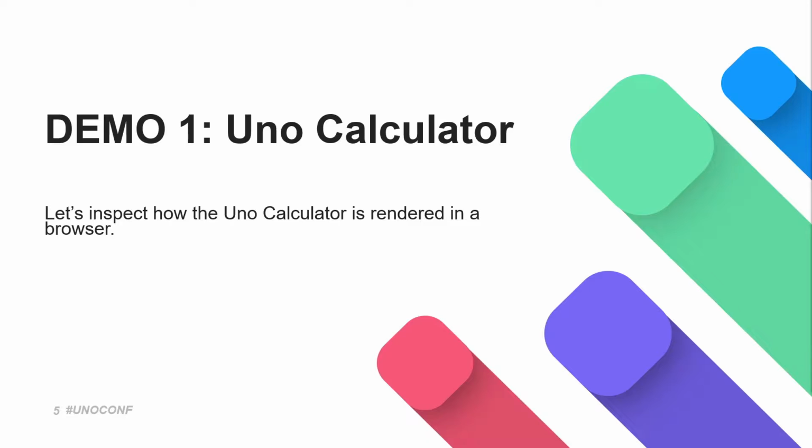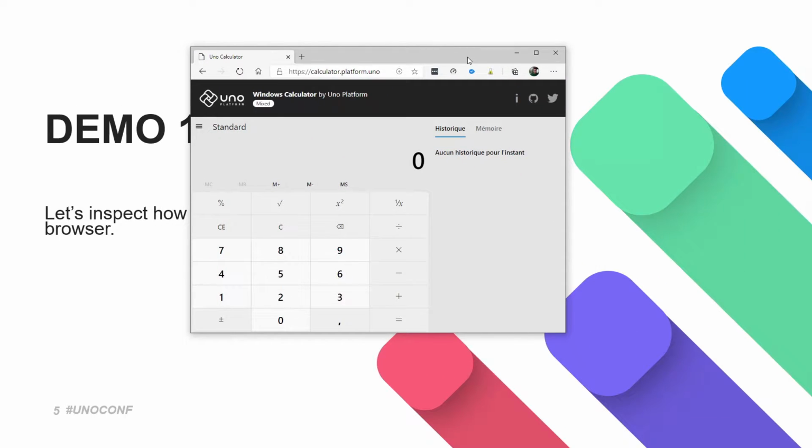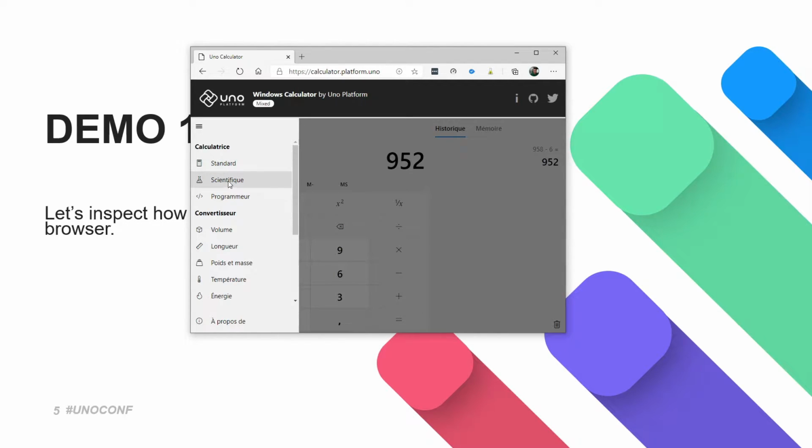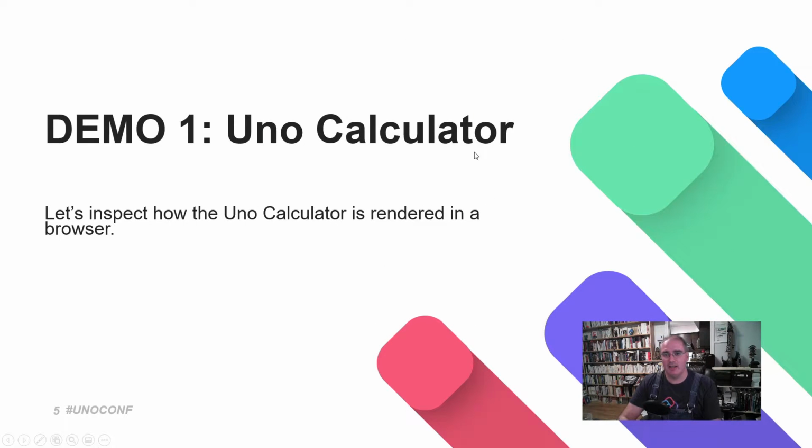Let's start with a demo with the calculator, Uno calculator. That's the Windows calculator that has been recompiled on every platform, on Android, on iOS, on macOS, and also on WebAssembly. You can run it directly in your browser on that URL, calculator.platform.uno, and it's the Windows calculator that you're using since many years now. It's exactly the same with the same bugs. Anyway, that's not the goal of my demonstration.